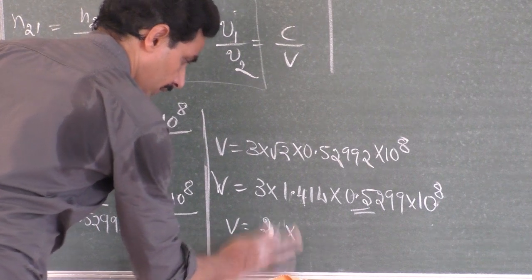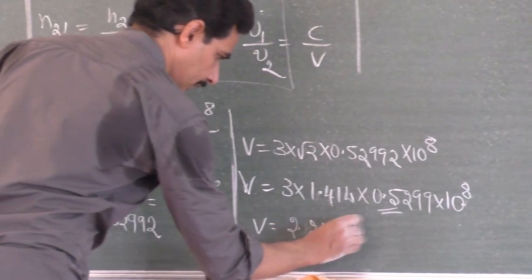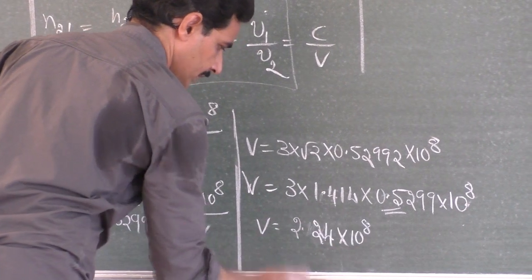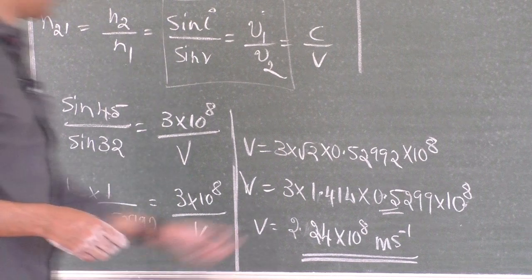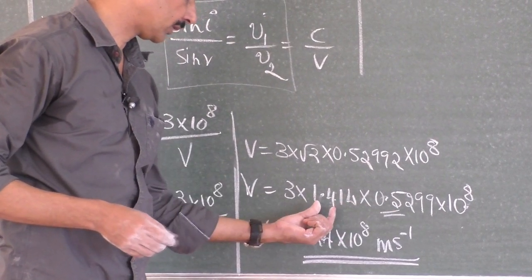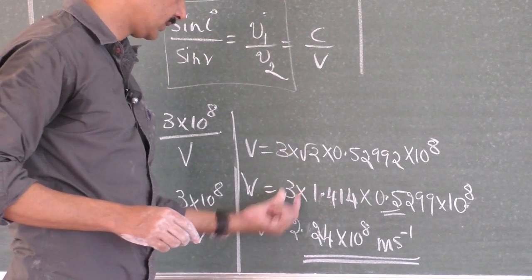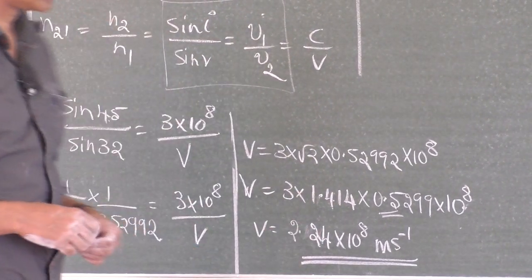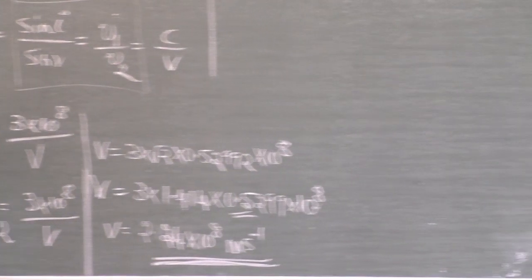This is 2.24 into 10 to the power 8 meters per second. Check it, I didn't bring the calculator. Okay, so I did it like this. 0.5, half of 1.414. Half of 1.414 is 0.7. 0.7 into 3, 2.1. This is 2.24. Yes, the answer is correct. Check it. This is how we do it, right? Okay. Moving on to another problem.